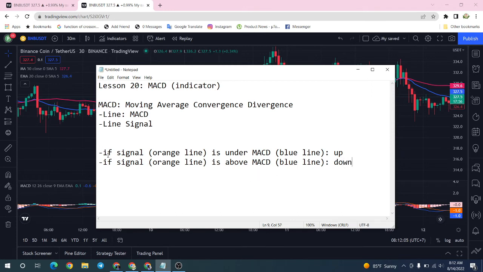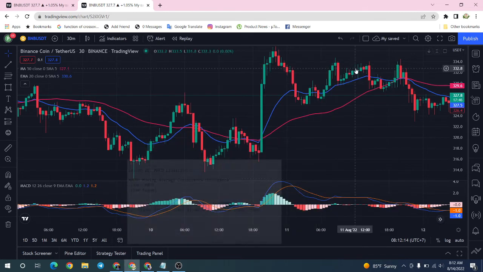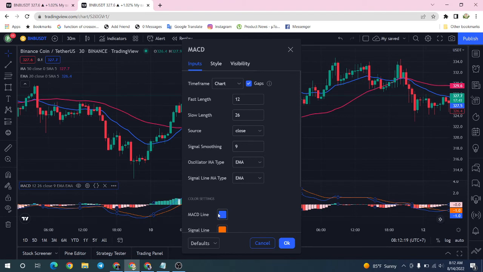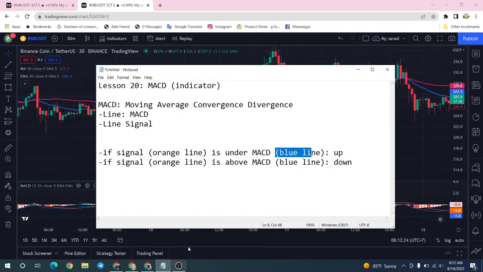So here, if the signal orange line is under the MACD, MACD is the blue line. See, MACD is the blue line, and orange is the signal. If the orange line is under the blue line, it's up. Otherwise, if the orange line is above the blue line, it's down.